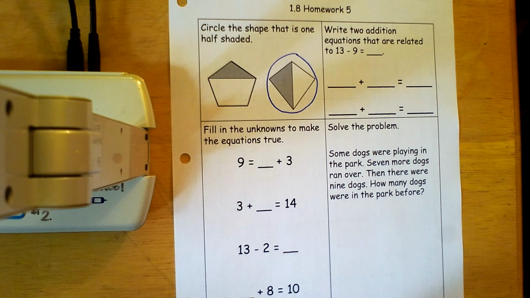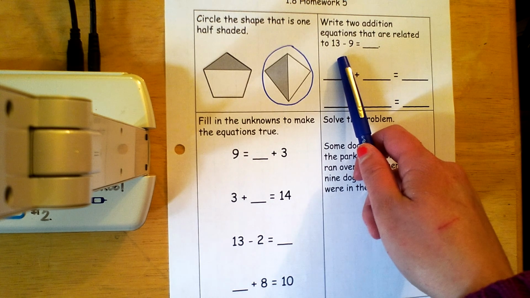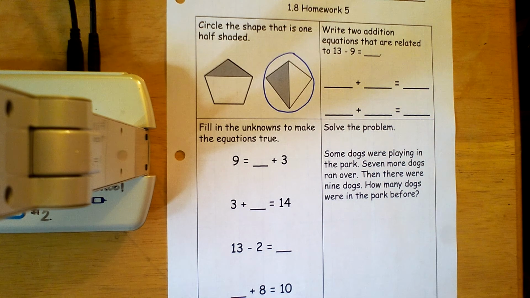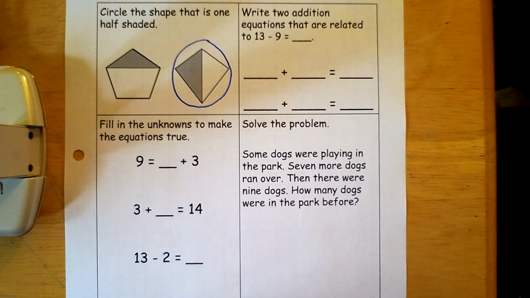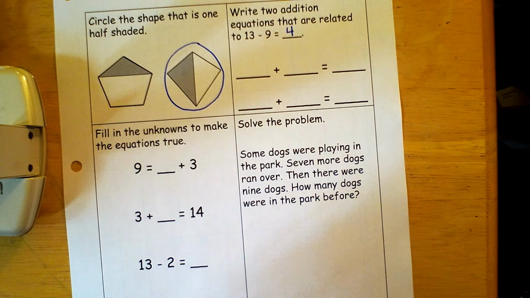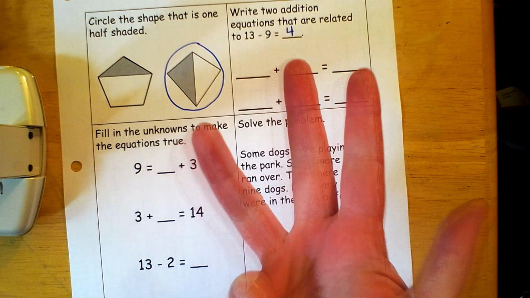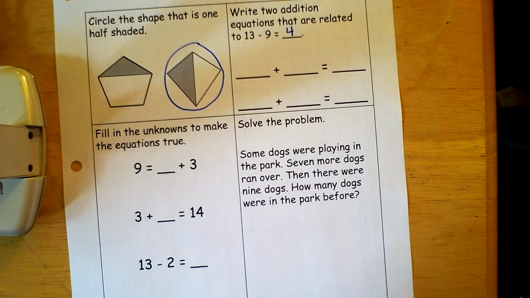Write two addition equations that are related to 13 minus 9. So 13 minus 9, well, I know anything minus 9 is going to be one more number than what's in my ones place, because 9 isn't quite 10. So I can think 13 minus 9, well, what's one more than 3 in my ones place? Would be 4. That's a quick trick. So I know that 13 minus 9 is 4, because if I'm counting up, 9, 10, 11, 12, 13, I had 4 extra fingers to get to 13.